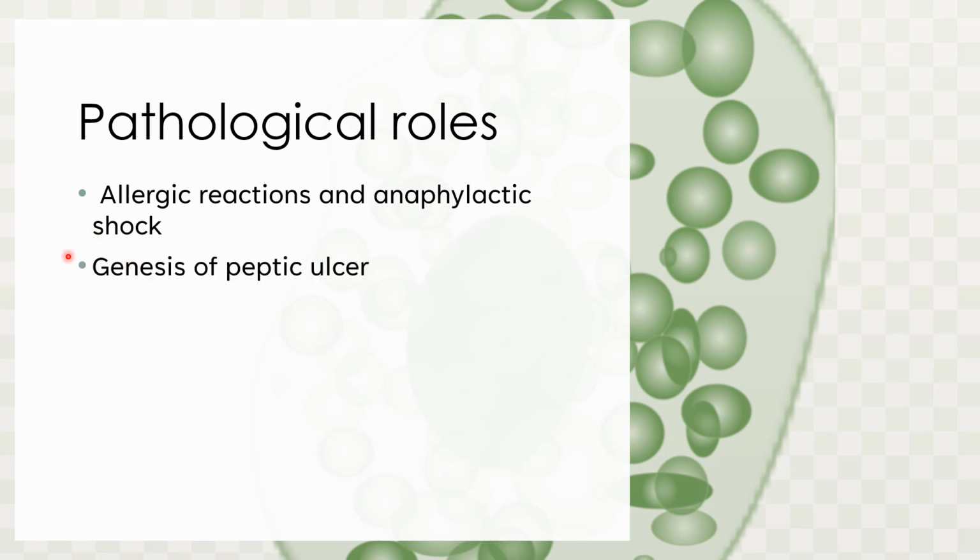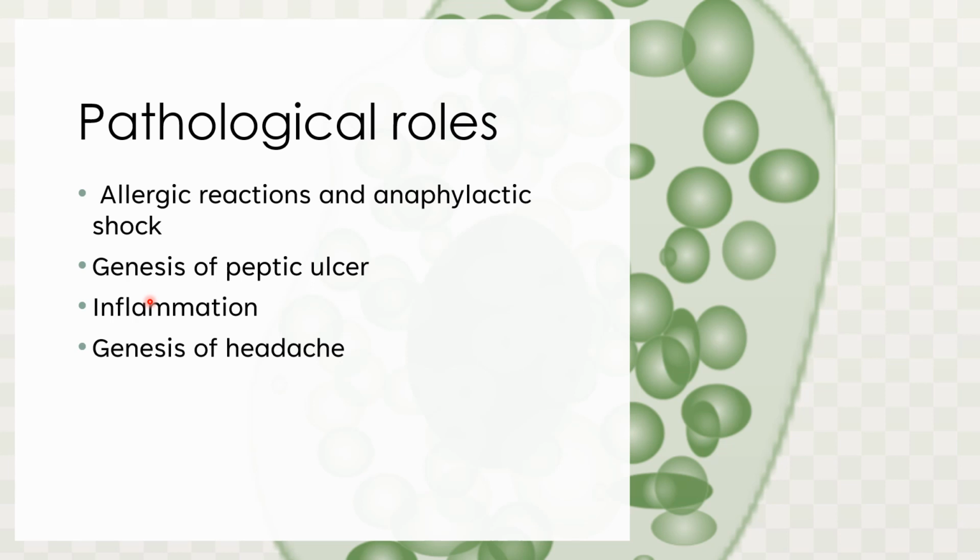Another important pathological role of histamine is that it is important for the genesis of peptic ulcer. So histamine can induce hypergastric acidity. Histamine has also an important role in inflammation. So it may be involved in the vasodilation observed in the inflammatory process.